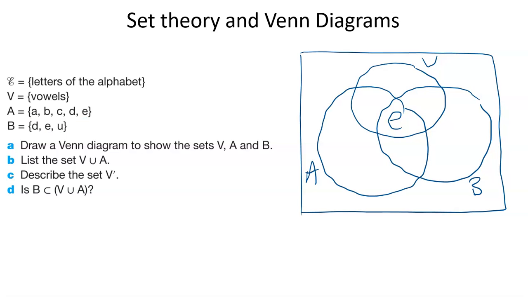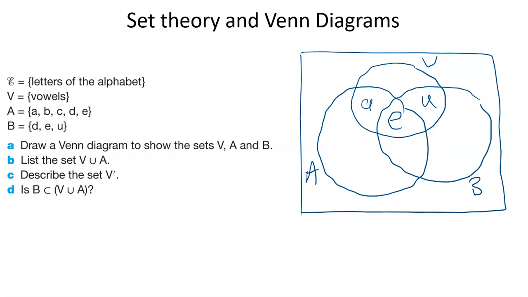So what vowels are in A? Okay, so that's A and E. Well, we've already got E, so we just need A. What vowels are in B? It's E and U, but we've already got E, so we just have the U. And then what's in A and B?